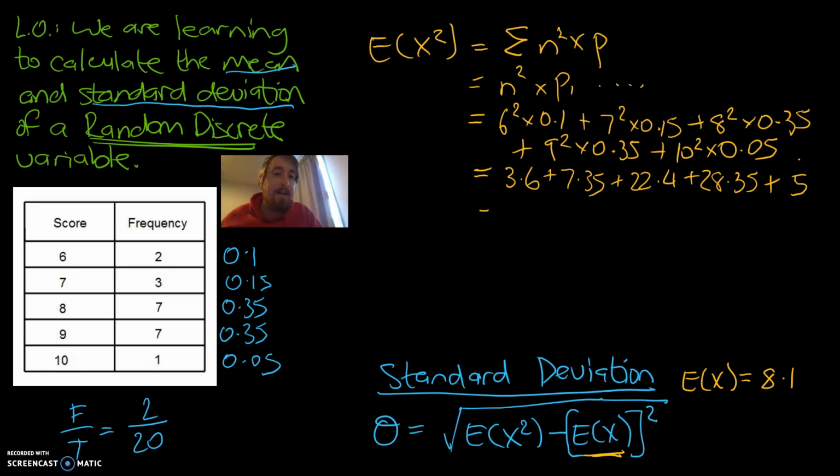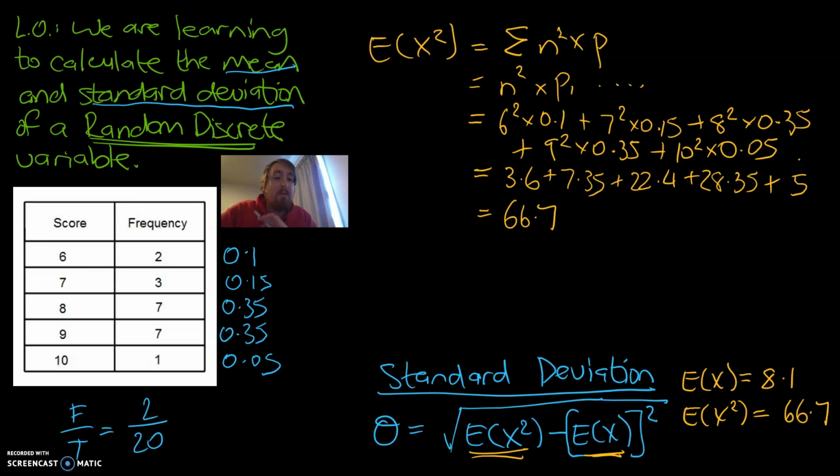To find the expected value of x squared, we're then going to sum all of those together. So 3.6 plus 7.35 plus 22.4 plus 28.35 plus 5, that gets us to 66.7. And we've now got the second part that we need for our standard deviation question. So the expected value of x squared, 66.7, and that comes into play over there.